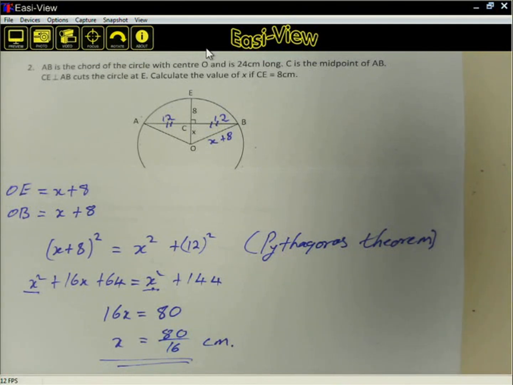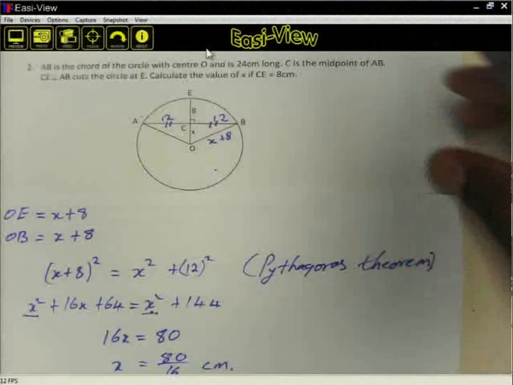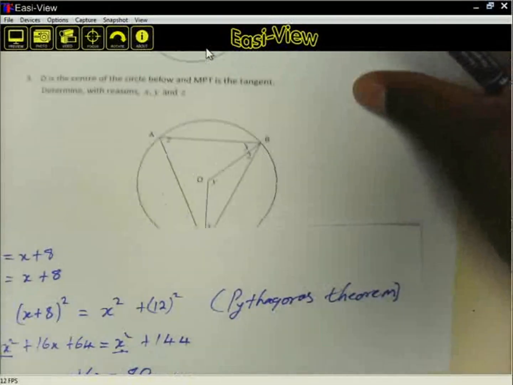That is how to apply the theorems. Every time in Euclidean geometry, we need to apply the theorems, and we need to provide reasons for our statements. Every statement must be accompanied by a reason. Are we all clear on this one? Let me take you through the other one before I give you an exercise to do.